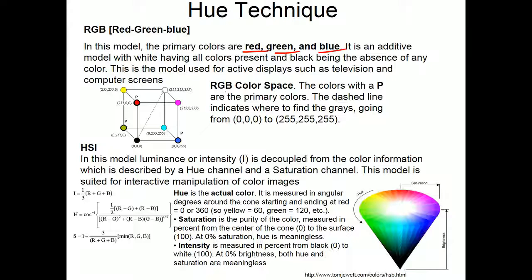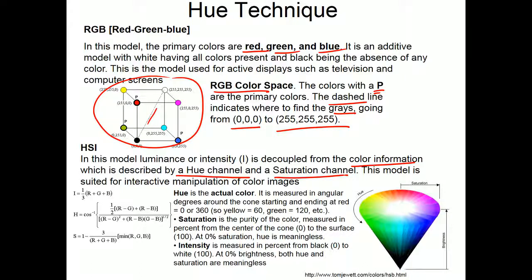In the RGB color space, the colors marked with a P are the primary ones. The dashed line indicates where to find the grays, going from 0,0,0 all the way up to 255,255,255. This is the range that we have. Now, in the HSI model, luminance or intensity is decoupled from the color information, which is depicted by a hue and a saturation channel. This model is suitable for interactive manipulation of color images. All software actually does it.